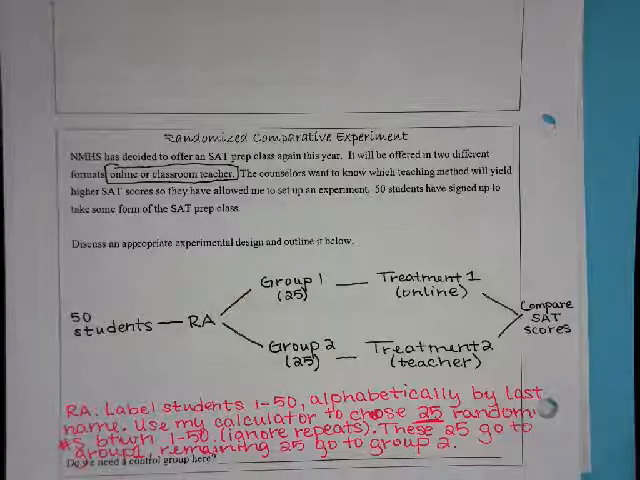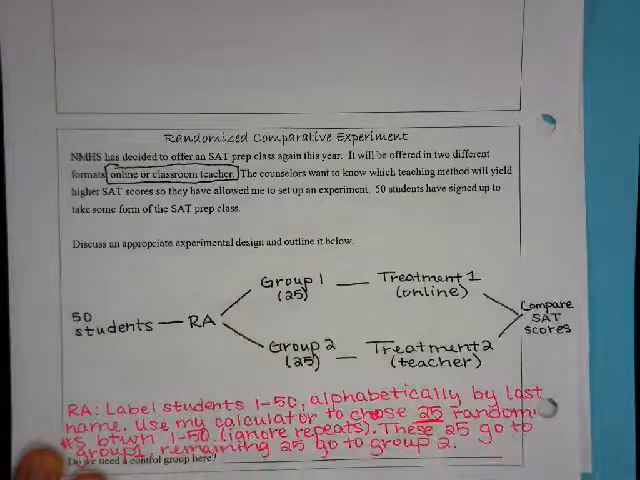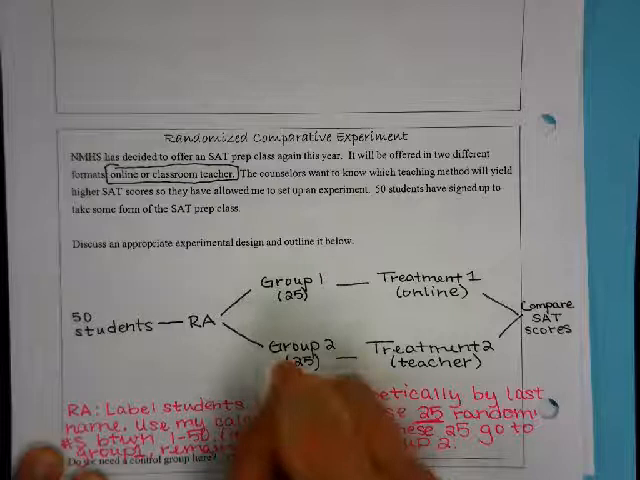Yeah, we have multiple treatments. If we were just doing the SAT prep class versus no class, well, even that's kind of like two treatments. The control group would be the one that doesn't take the class. But we have two treatments, online and classroom teacher. So no control group needed, because multiple treatments.